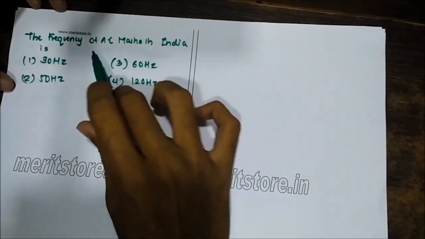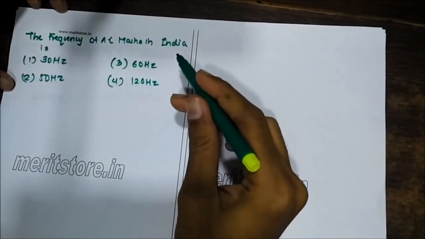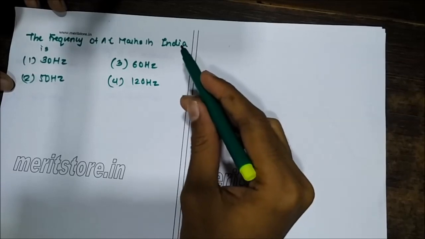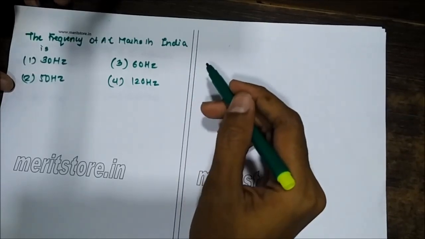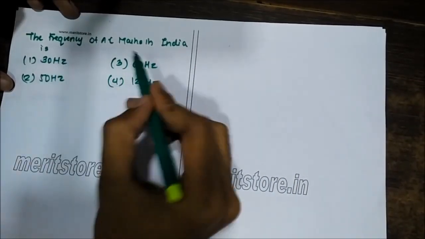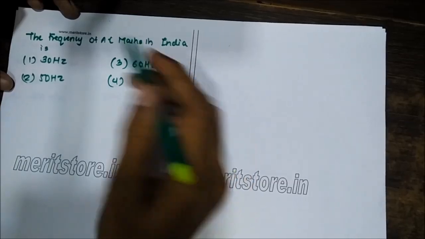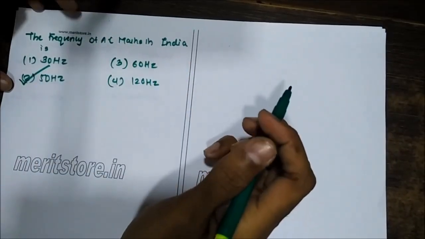The next question is, the frequency of AC mains in India. The alternating current mains in India is used at a frequency of about 50 Hz. So we have the options 30 Hz, 60 Hz, 50 Hz or 120 Hz. The correct option is 2, it is 50 Hz.